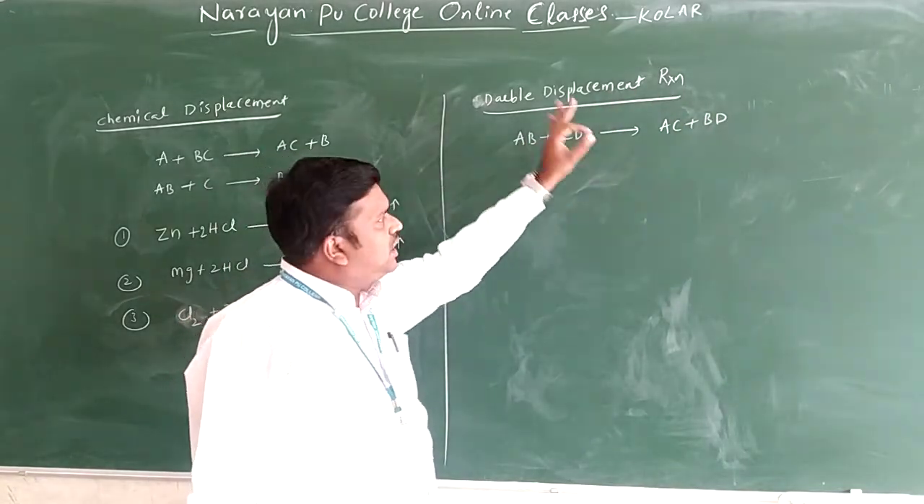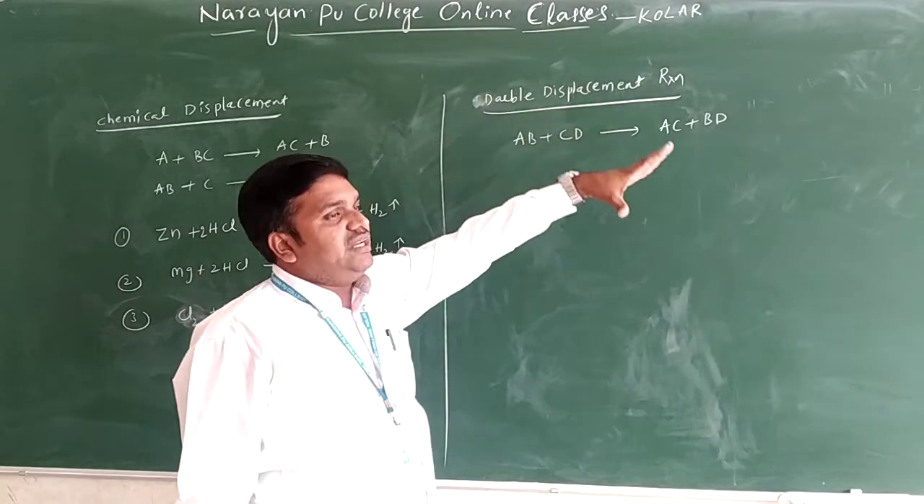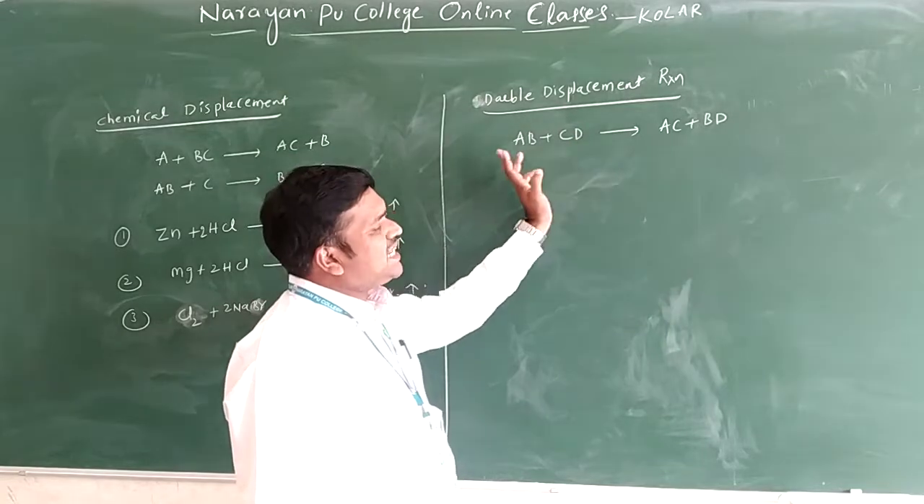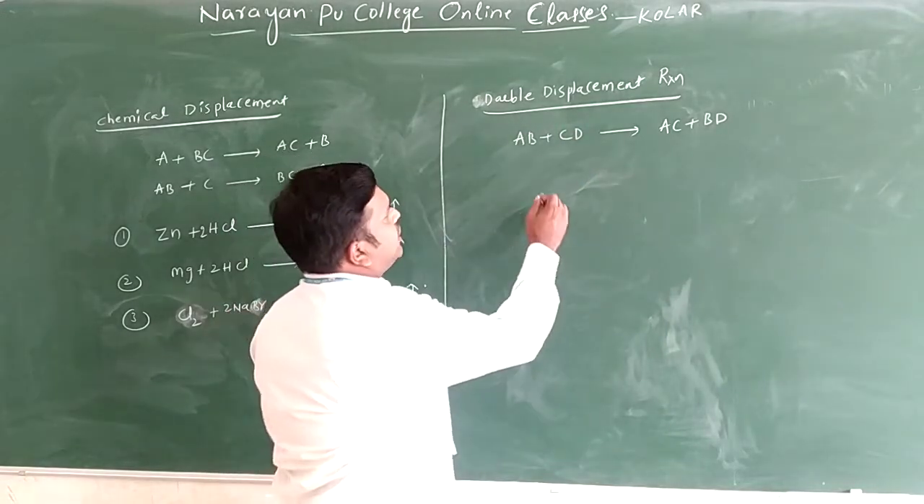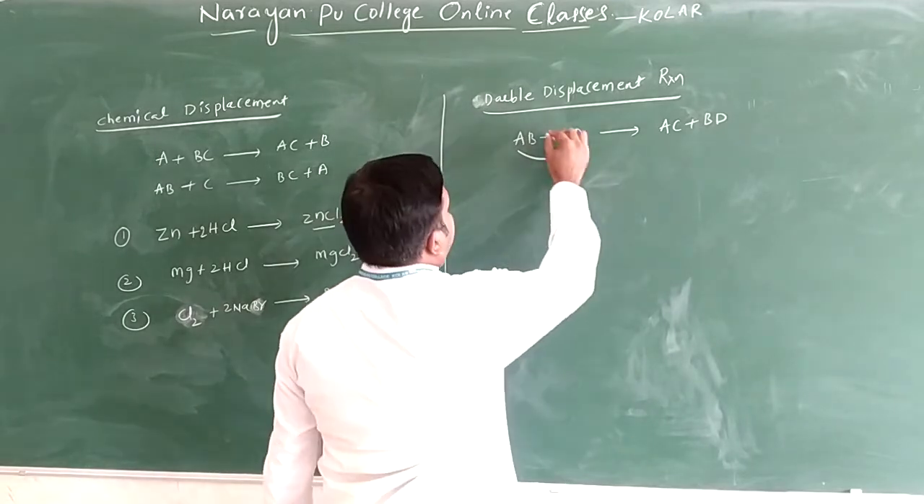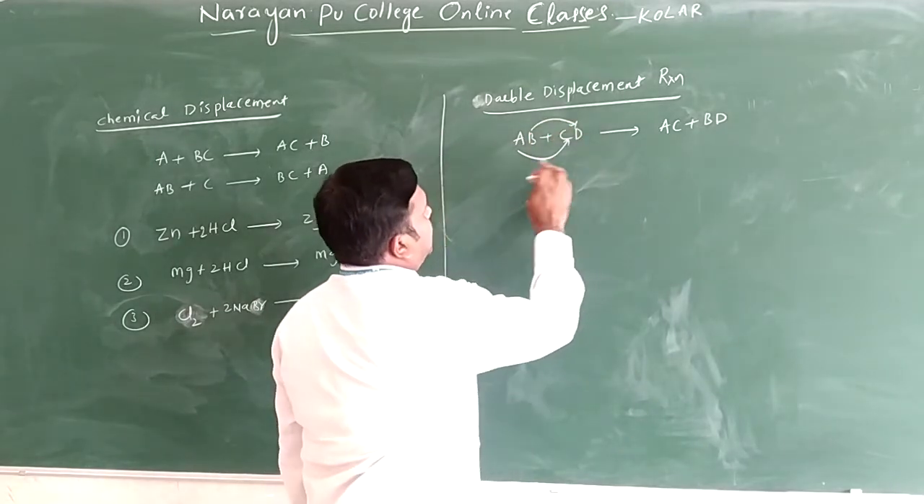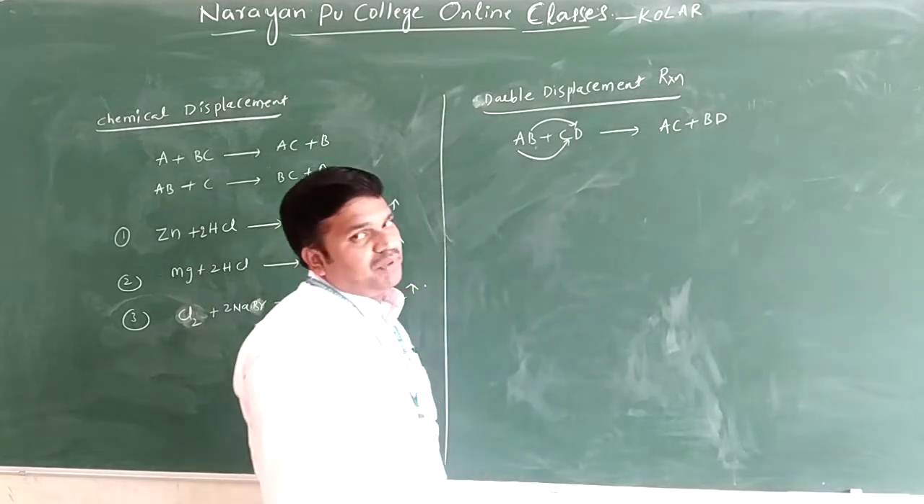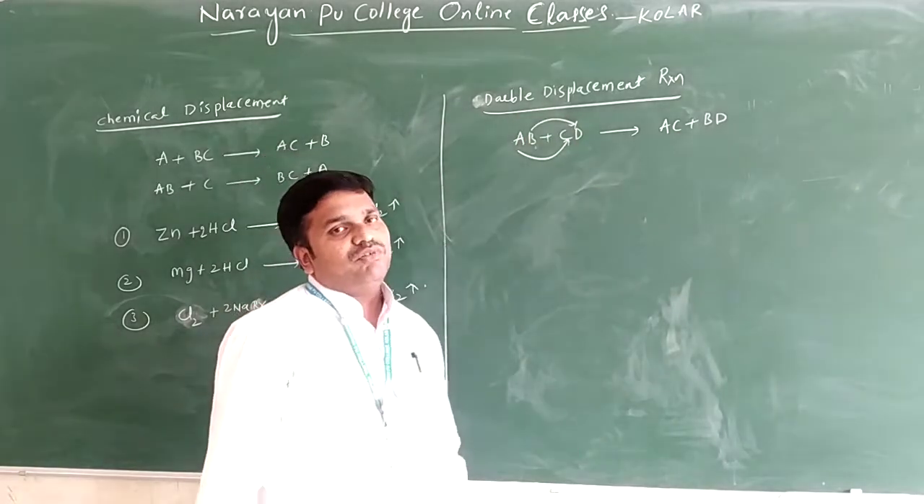The two compounds should be ionic in nature, meaning they can easily split into ions. Then only there is an exchange of ions. The exchange takes place from A to C, and from B to D. A and C combine to form AC, and B and D combine to form BD. So this is a general example for a double displacement reaction.